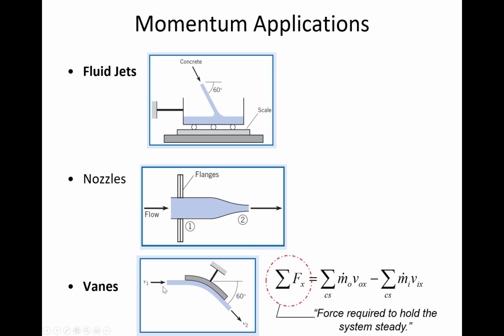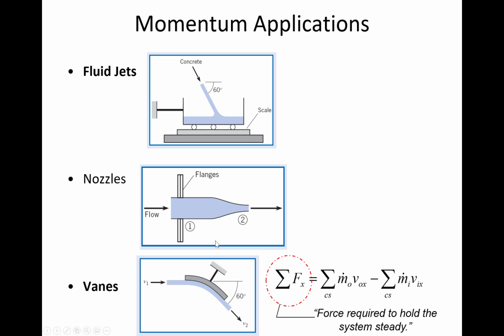So if you think about what the jet would be doing to this object if it wasn't pinned to a support, let's just say that it's the vane itself with no support. So what would a jet of water do to that? It would cause this vane to move to the right, and then it would move it up.